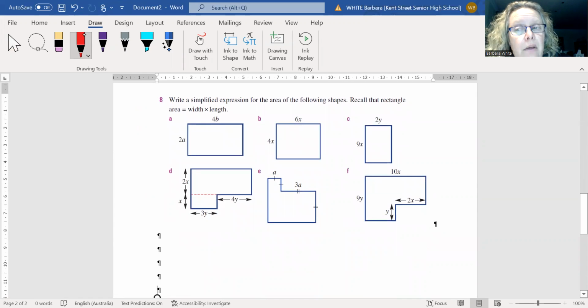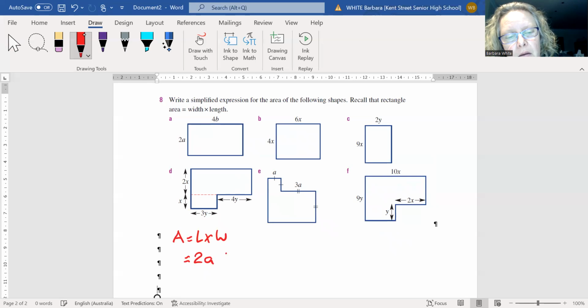These look a bit tricky, but you do know how to do area. So area is length times width. Remember that we always write the formula, not like what you did in your tests. Area is length times width, which is 2a times 4b. And then you simplify it. 2 times 4 is 8. A times b, we've got a and a b. Okay?